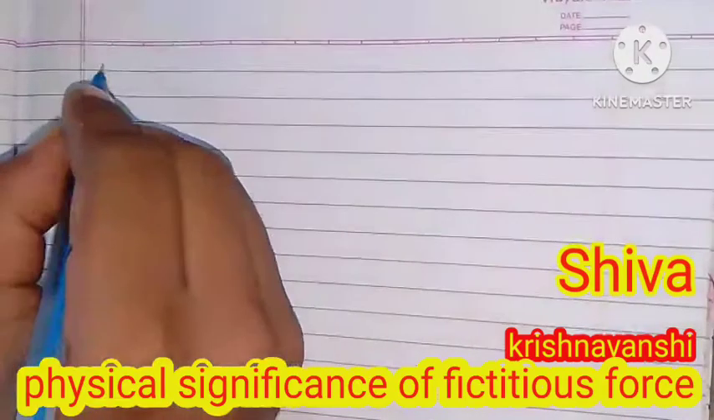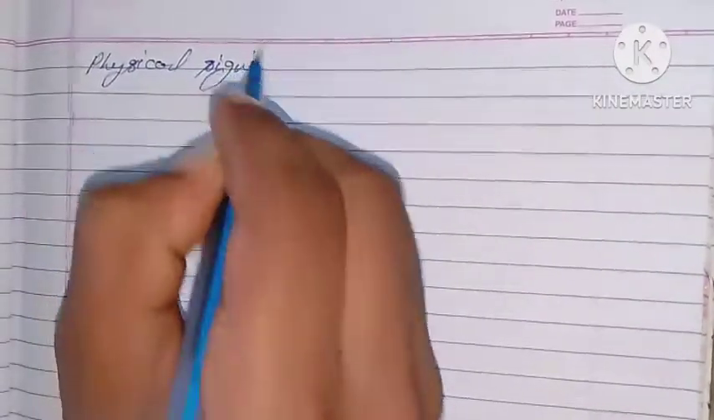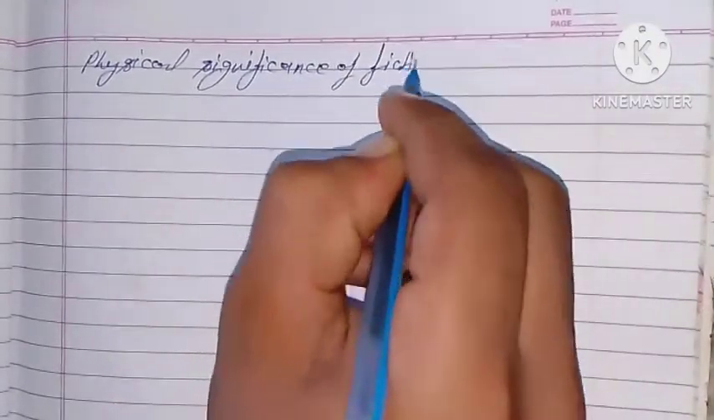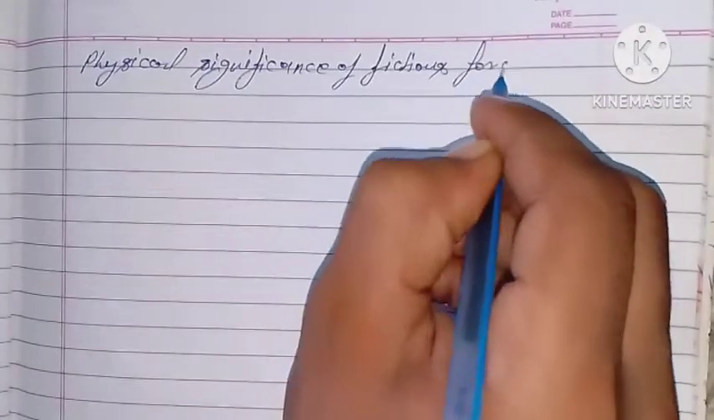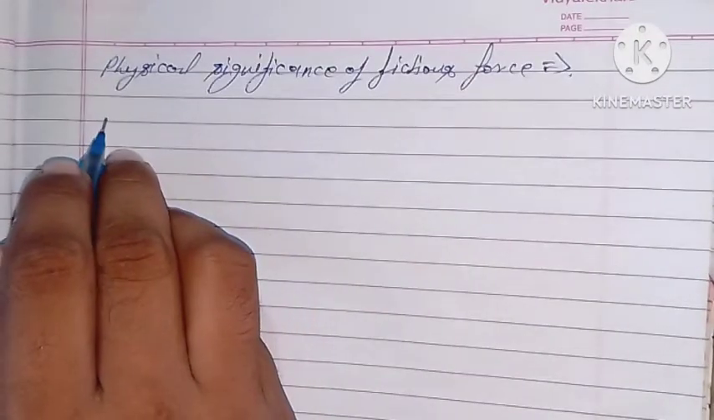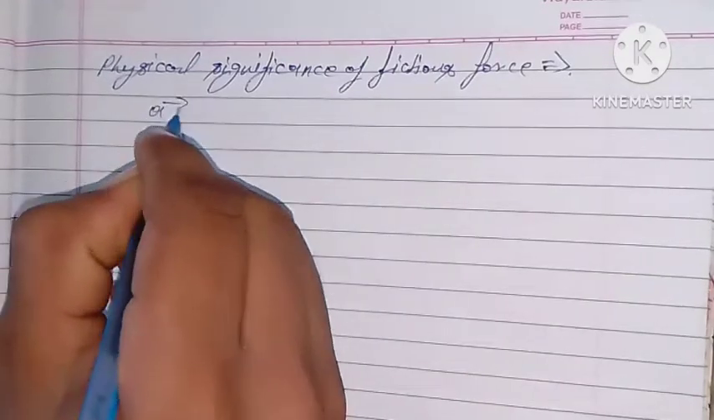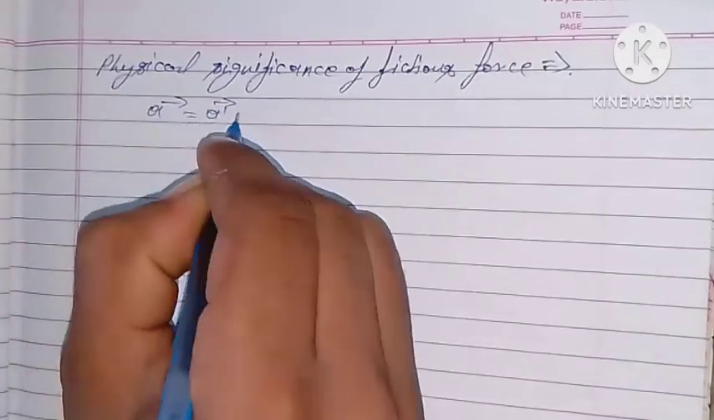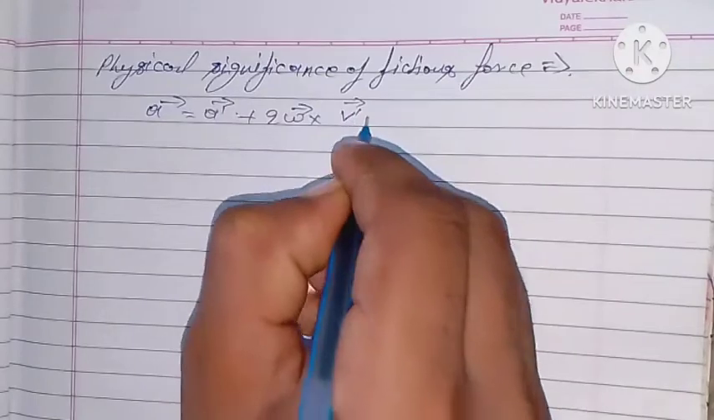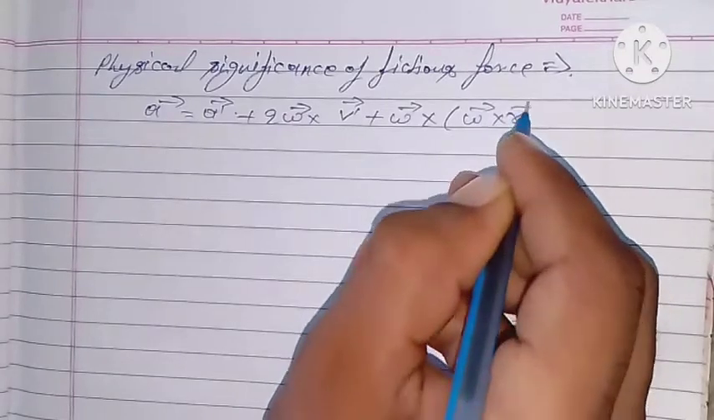Physical significance of fictitious force. The acceleration a and a dash are related by the equation: vector a equals vector a dash plus 2 omega vector cross vector v dash plus omega vector cross vector r.